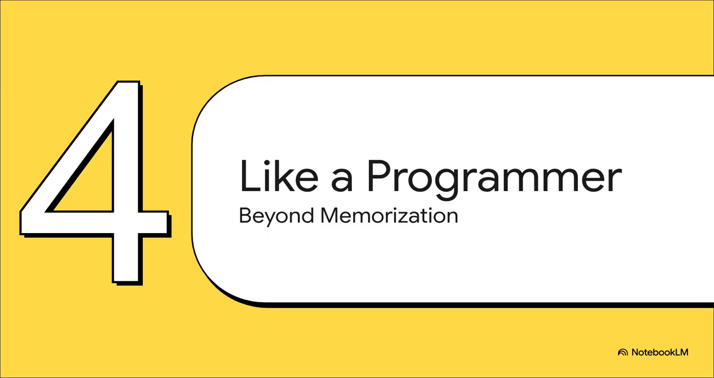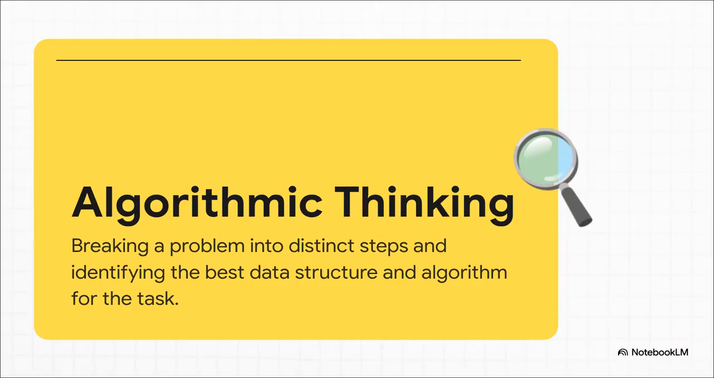So, what this all really leads to is a huge insight. Learning this stuff isn't about memorizing lines of code. It's about developing a whole new way to think about problems. And there's a name for this skill. It's called algorithmic thinking. It's the ability to look at a big, messy problem, break it down into clean, distinct steps, and then, and this is the key part, identify which tool, which data structure and algorithm, is the best fit for that job.